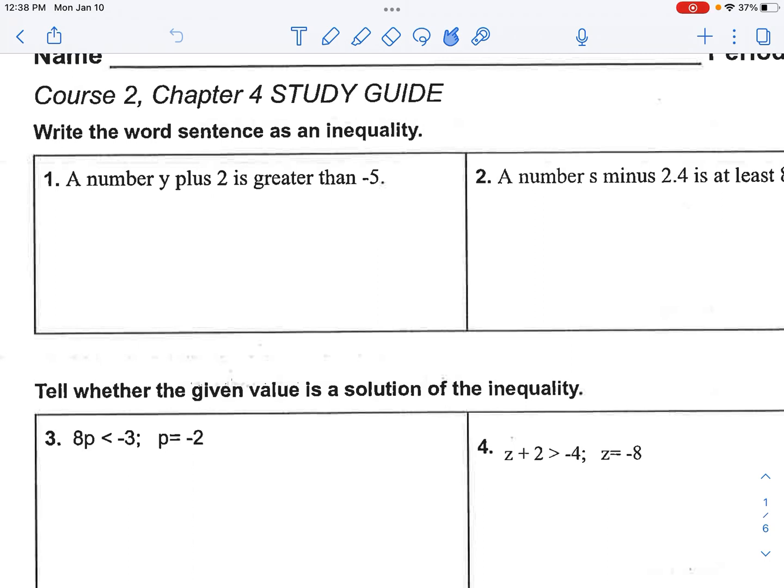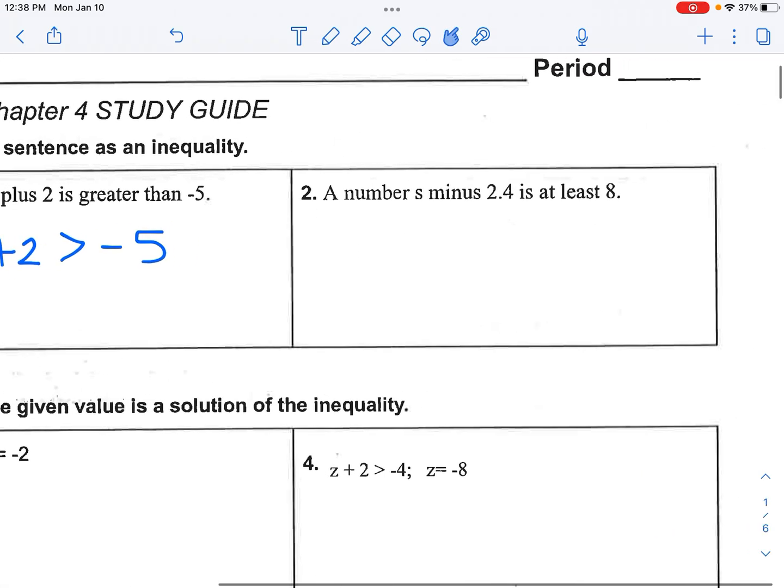A number y plus 2 is greater than negative 5. A number y plus 2 is greater than negative 5. That's all you have to do.